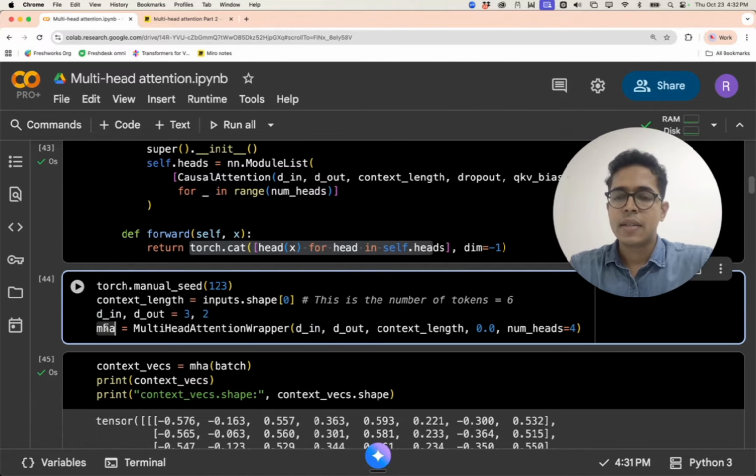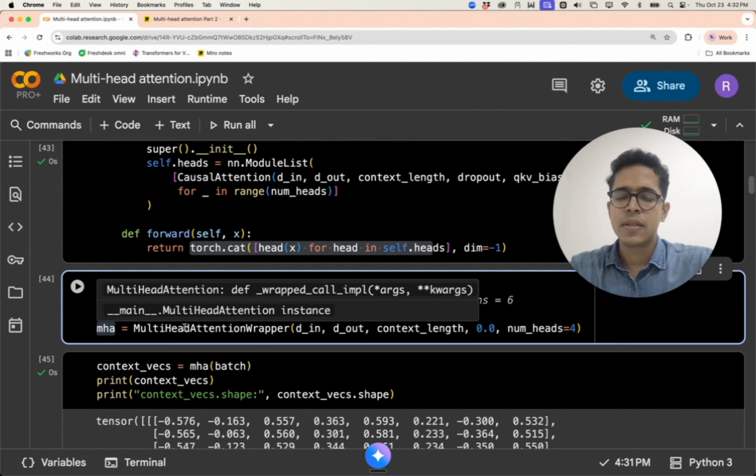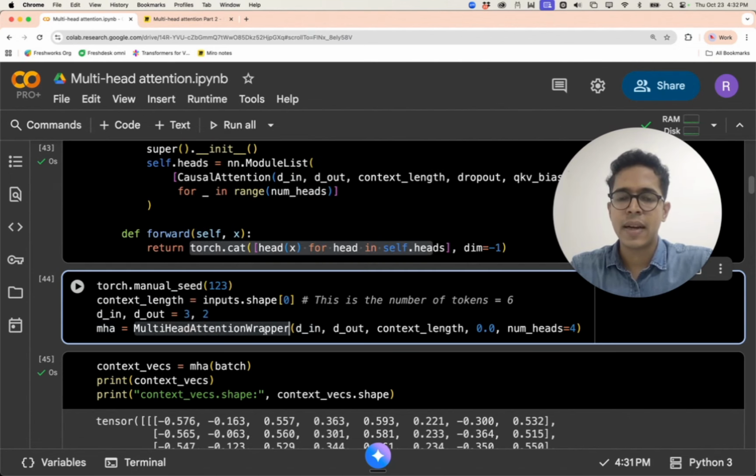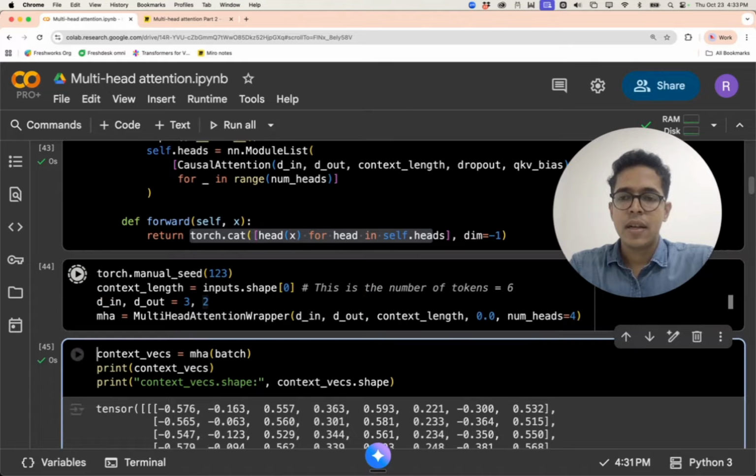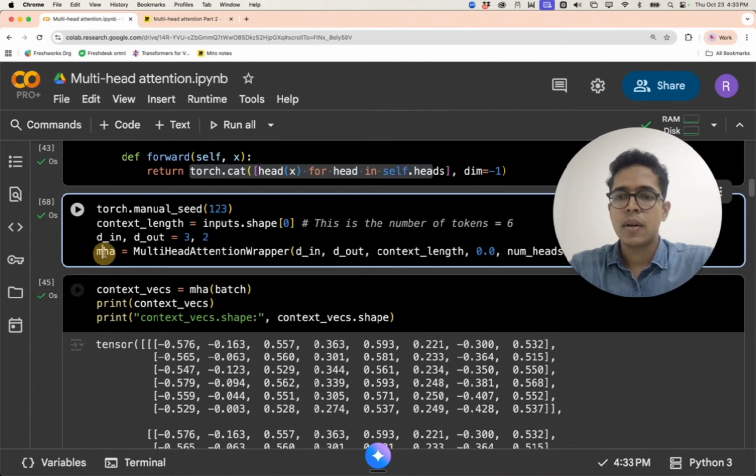Then multi-head attention. This is the object which is created out of this class multi-head attention wrapper. Into this wrapper, we are passing input dimension, which should be 3, and output dimension, which should be 2. I can just write this here, but I think writing like this is cleaner. Context length is 6. 0.0 is dropout, so I'm not asking any dropout to be done. So dropout is happening at a probability of 0. Number of attention heads equal to 4. And then let me run this. So now the object is defined.